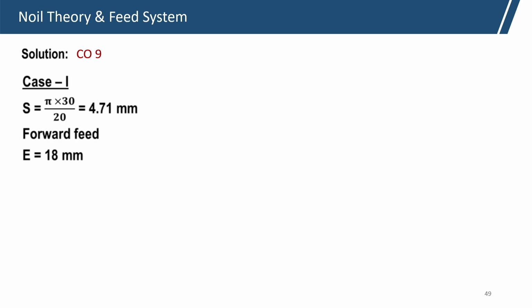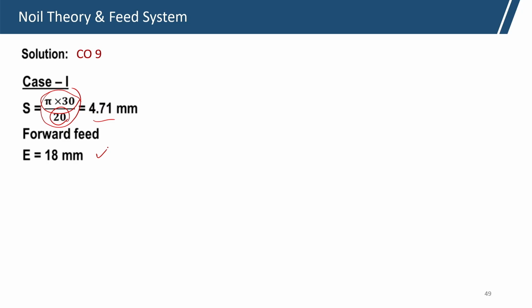So, case 1, that is per cycle, the feed will be pi d circumference divided by 20. 20 is the number of teeth of the ratchet. So, that is 4.71 millimeter and it's a forward feed. E is given.